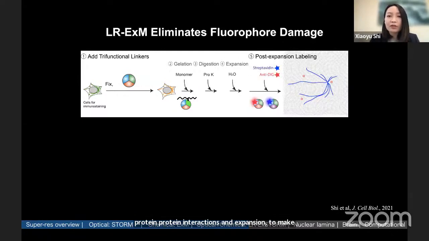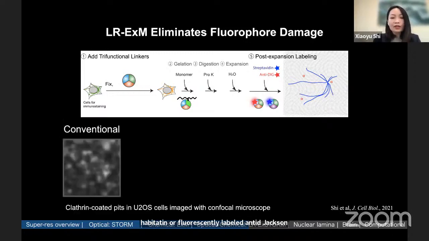And then we have this additional step, post-expansion labeling, to make the sample fluorescent. So here is when we add in the fluorescently labeled streptavidin or fluorescently labeled anti-digoxin antibody for two-color imaging. And now it is time to check our result.